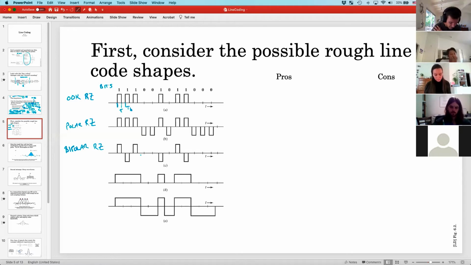Okay, and then the bottom 2, this is again on-off keying, but in a non-return to 0 sense. And then this is polar non-return to 0.